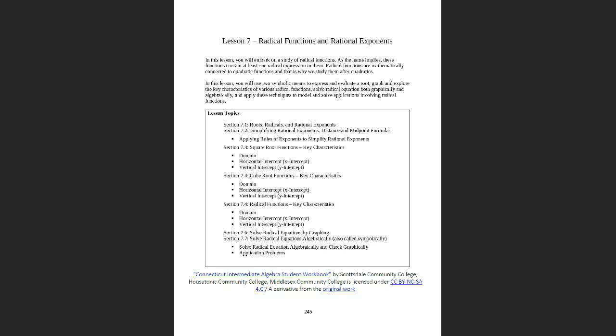Hi everybody. So today I'm looking at lesson 7, radical functions and radical exponents.